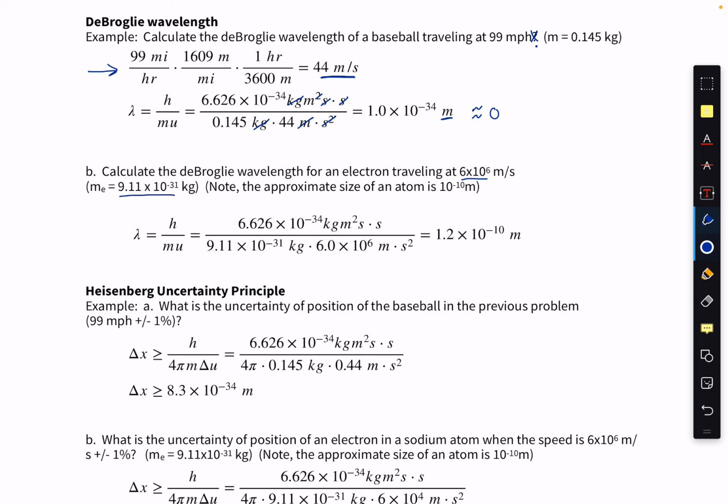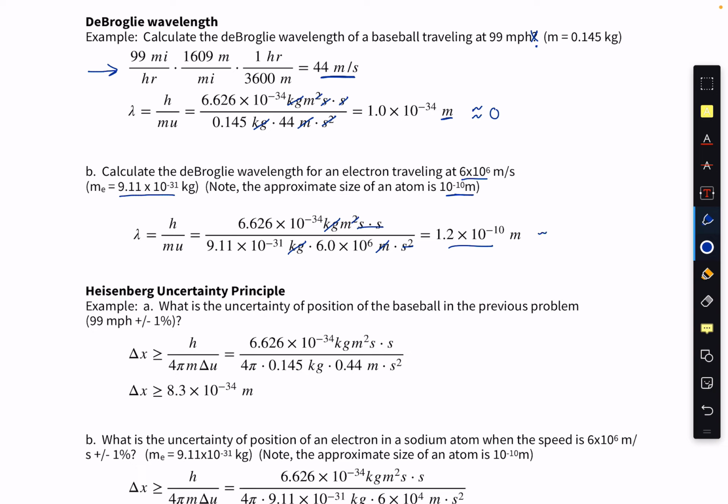The mass of an electron is 9.1 times 10 to the minus 31 kilograms. I will also tell you to note that the approximate diameter of an atom is only about 10 to the minus 10th meters. If I calculate the wavelength of this electron, I do all the same things. My kilograms all drop out, one of my meters, and all of my seconds drop out. I end up with 1.2 times 10 to the minus 10th meters.